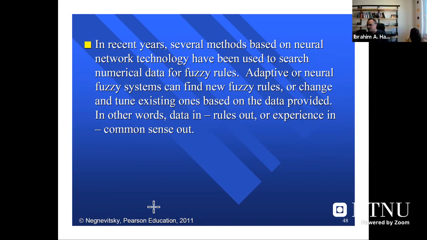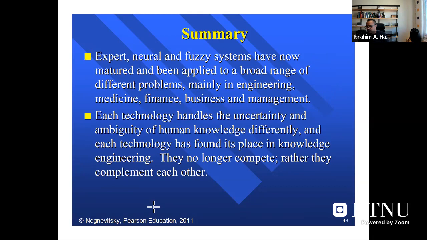So in recent years, several methods based on neural network technology have been used to search numerical data for fuzzy rules, or to change and tune existing ones based on the data provided. So to summarize: expert, neural, and fuzzy. I mean, we finished the neural network, and we will build an expert system using fuzzy logic. Fuzzy logic systems have now matured and been applied to a broad range of different problems, mainly in engineering, medicine, finance, business, and management. Each technology handles the uncertainty and ambiguity of human knowledge in a different way, and each has found its place in knowledge engineering. So in fact, they complement each other and are not competing with each other. This is very, very important.